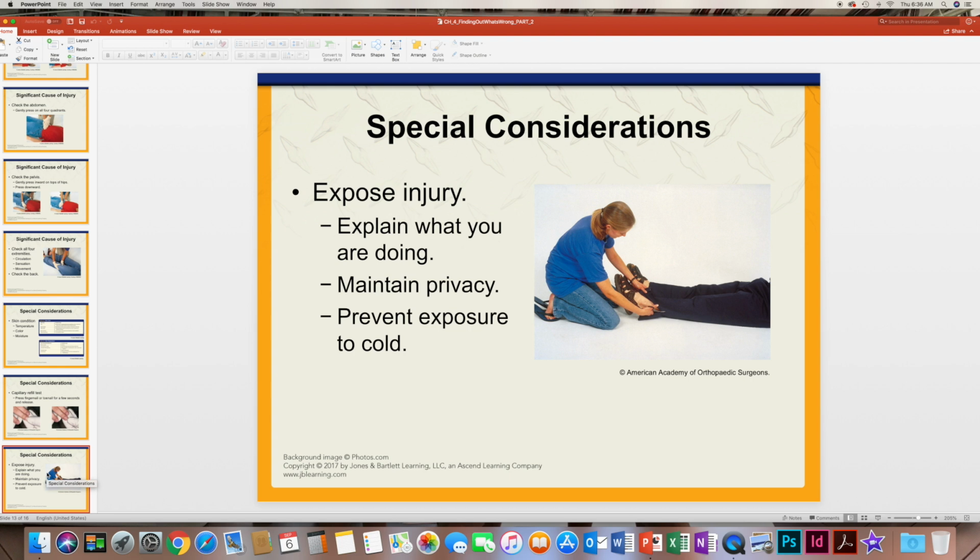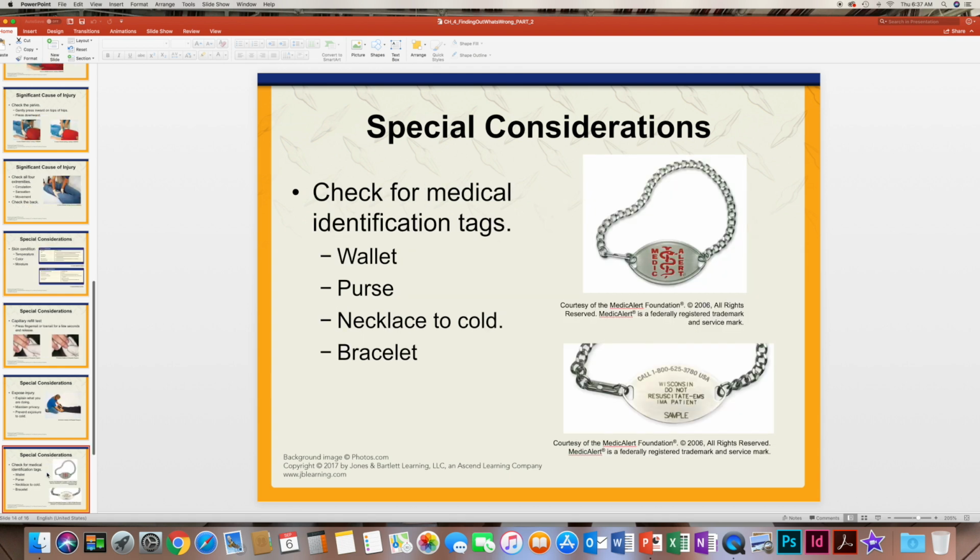When there is an injury that you have to get to, you have to expose it. You may have to cut the person's pants or remove a shirt. You have to expose that injury, explain to the person what you're doing. Try to maintain their privacy as best you can and prevent exposure to cold. So you should have some blankets and towels with you always to help you in this type of situation.